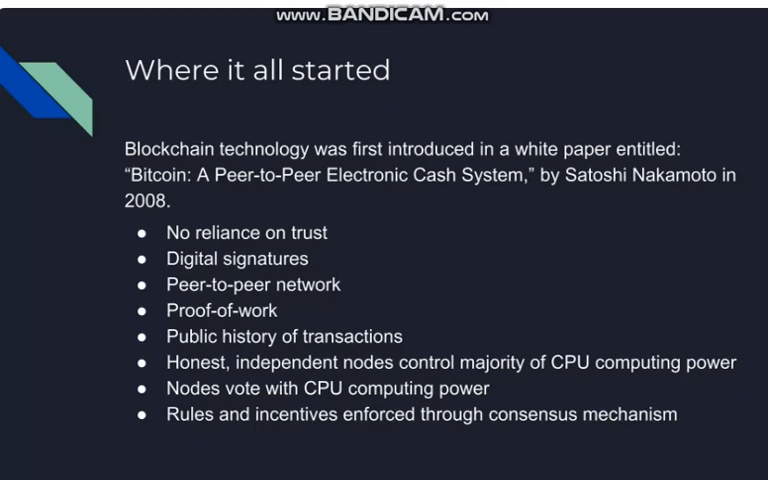Blockchain technology was first introduced in a white paper entitled Bitcoin: A Peer-to-Peer Electronic Cash System by Satoshi Nakamoto in 2008. No reliance on trust, digital signatures, peer-to-peer network, proof of work, public history of transactions, honest independent nodes, control of majority of CPU computing power, nodes vote with CPU computing power, rules and incentives enforced through consensus mechanism.